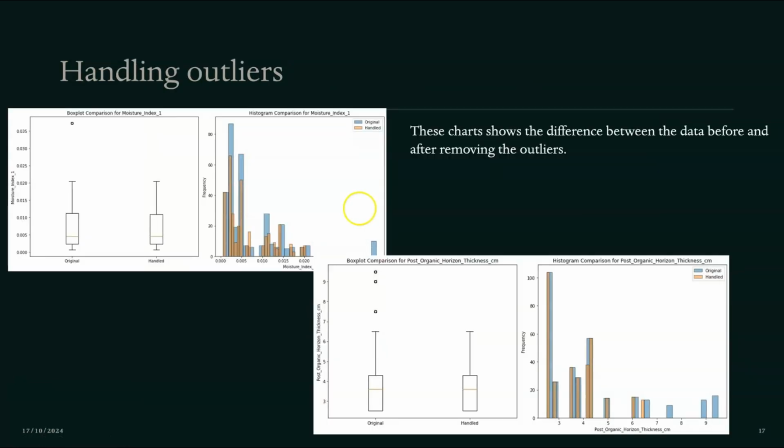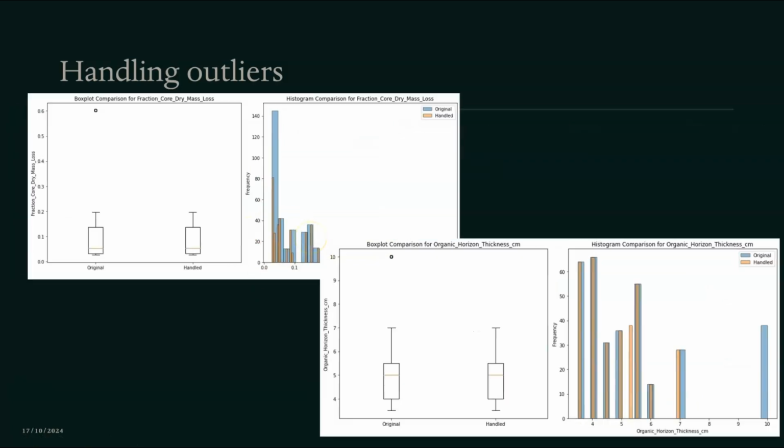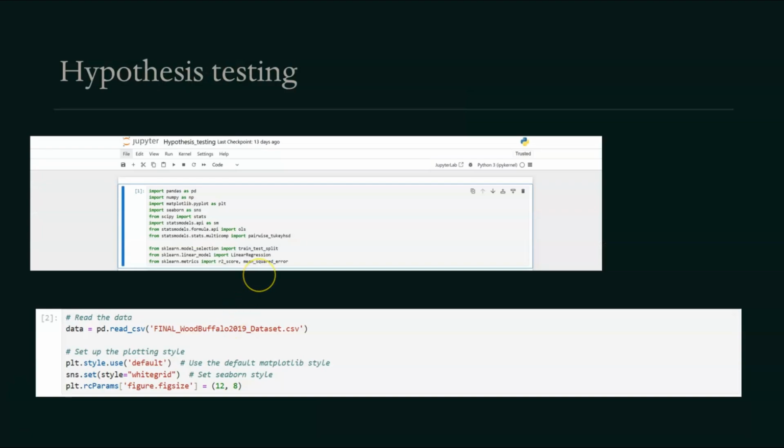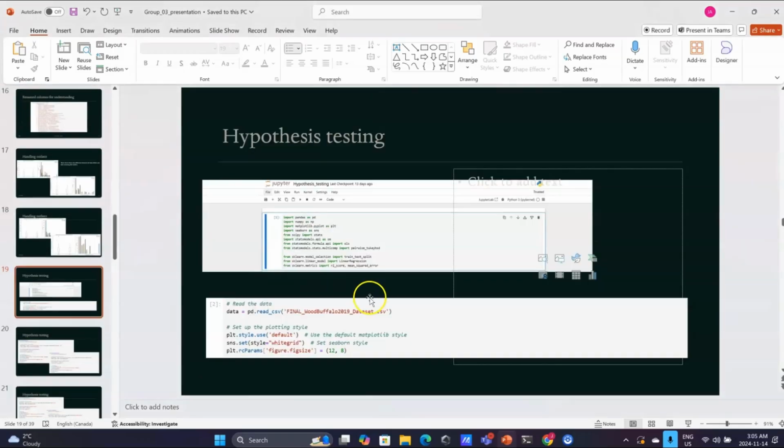Then we handled the outliers. This one is the box plot of the original data, and this one is the box plot of the handled outliers. The blue graph here shows the original data, and after handling the outliers, we can see that the data points are nearer to the mean values. We handled outliers for all of the variables, and then we moved to hypothesis testing, where we get to know which elements we can use in our analysis, and which variables we can neglect or which are not useful in the analysis.